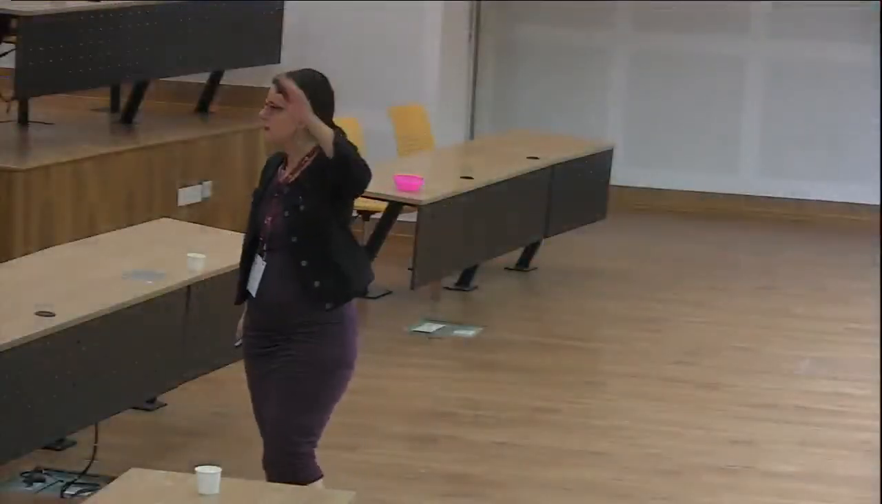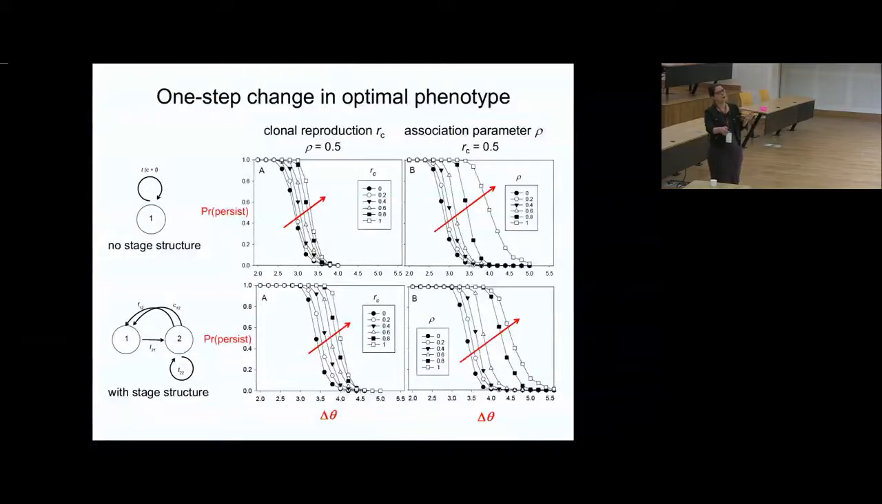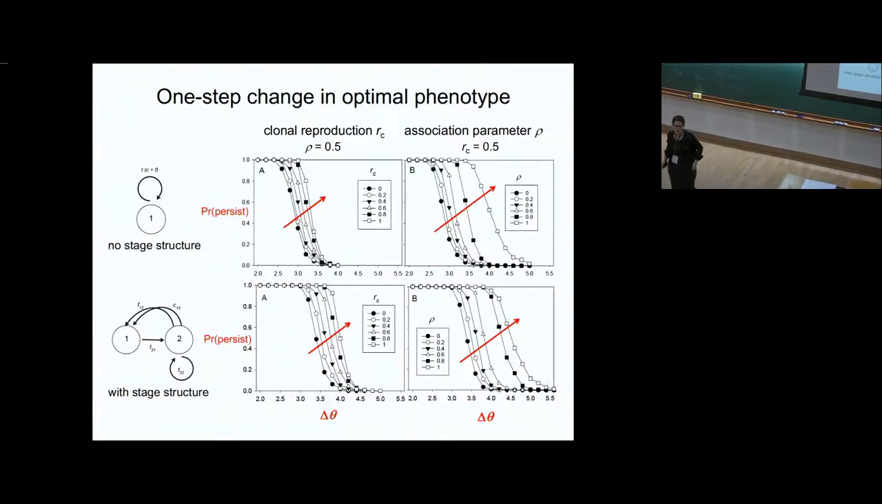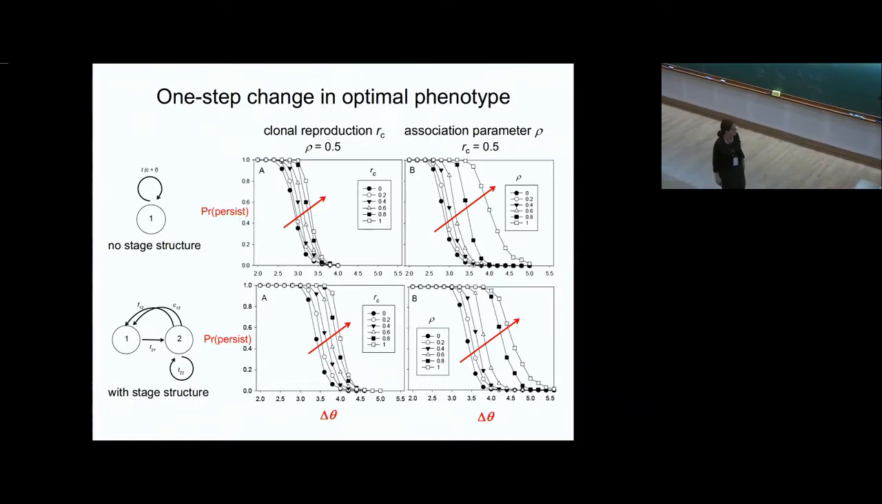Sorry, the diagrams are a little complicated. Again, this is the no stage structure and the simple stage structure case. This is a one-step change in the phenotype. We start at some phenotype and move the optimum to theta. Down here is how big that jump is, the change in theta. On the vertical axis is the probability of persistence. Each point is 400 simulations, so it's the proportion of 400 runs where the population persisted to some time that we determined.